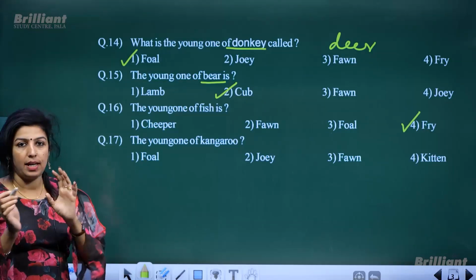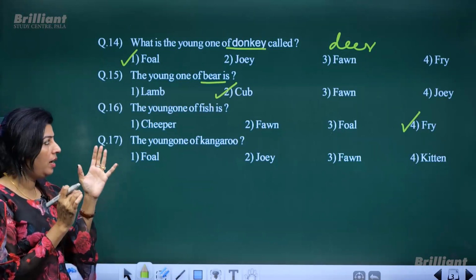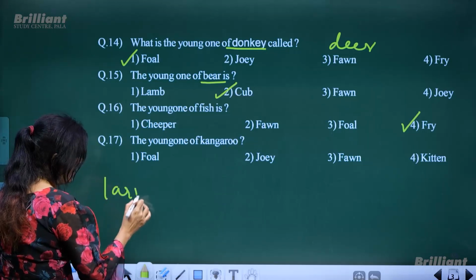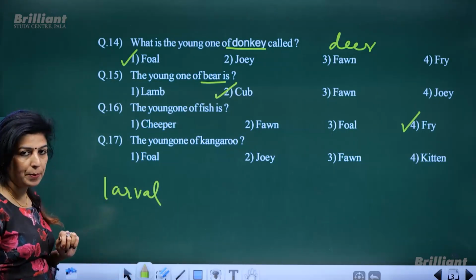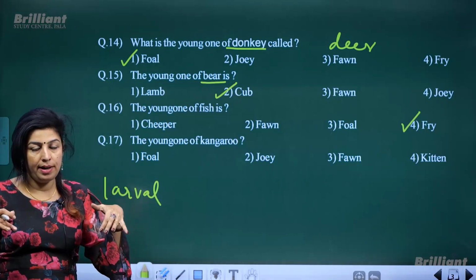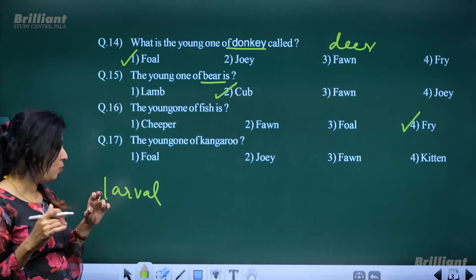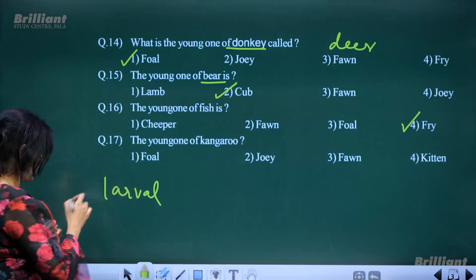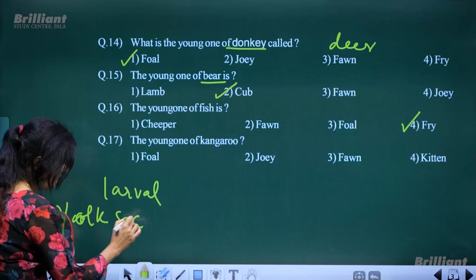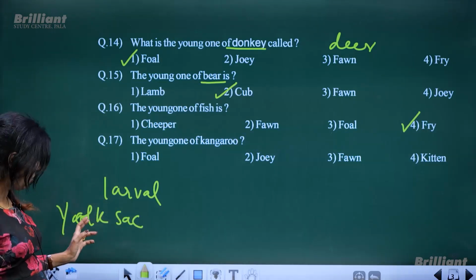See, in biology, you might have studied the life cycle of fish. It starts its life as larval. Larval means that's a time when it has got that yolk sac, which envelops it, it lives inside, and then when that yolk sac, Y-O-L-K S-A-C, that embryo is enveloped with that thin structure, that's called yolk sac.